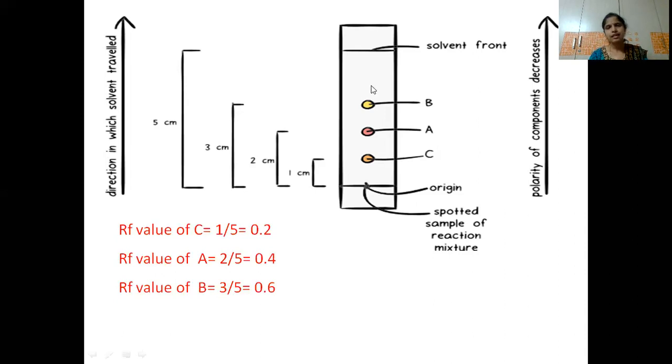So we have to see that always the RF value should be less than 1. Then only the separation is possible. If it is equal to 1, then there won't be any separation, and we cannot take the experiment further. That's a wrong result what we'll get. So we need to change the solvent.